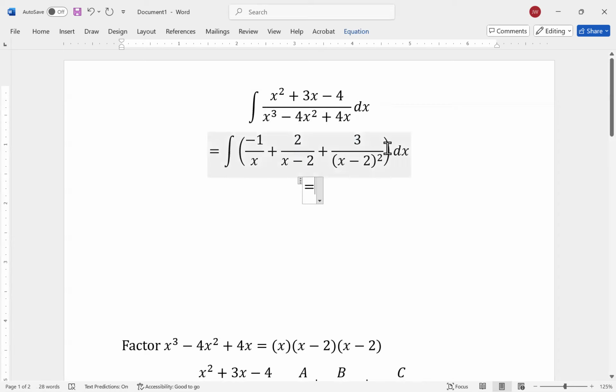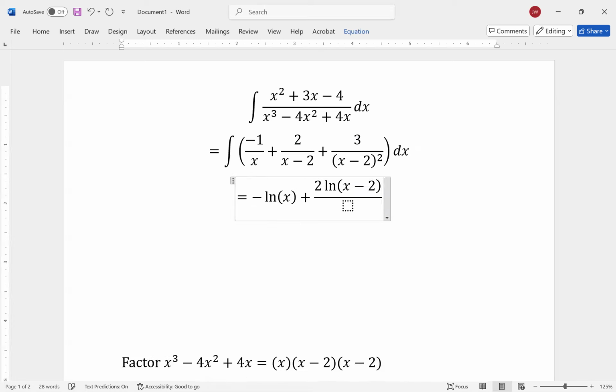Once you've done things like this last term a lot, then you can do it all in your head. I'll do this one in my head. -1 over X, that's negative natural log of X. Again, probably should use absolute values there. I just wrote it in parentheses because that's easier to type. 2 times the natural log of X minus 2 is what you get with the second term. Again, I would divide by 1 as my coefficient of X, but that doesn't do anything.